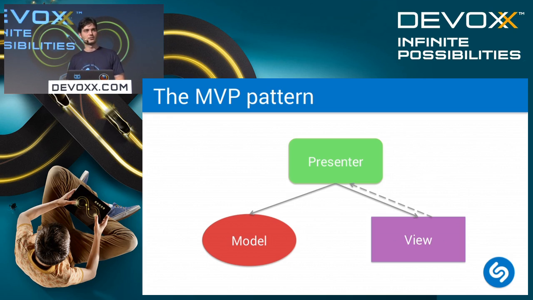I mentioned earlier broadcast receivers. That theoretically could be a view, although the name is a misnomer in this case. Then we have the presenter, which orchestrates the two. So it gets events from, of course, the view. It does some presentation logic, calls the model, applies the business rules, and then reports the results back to the view.